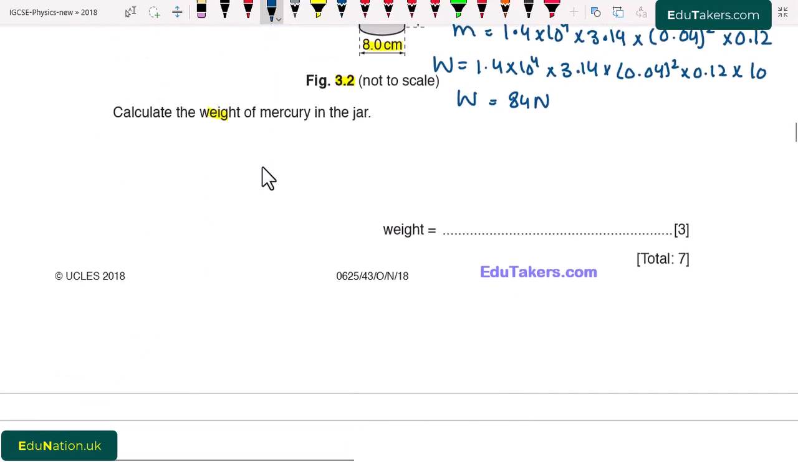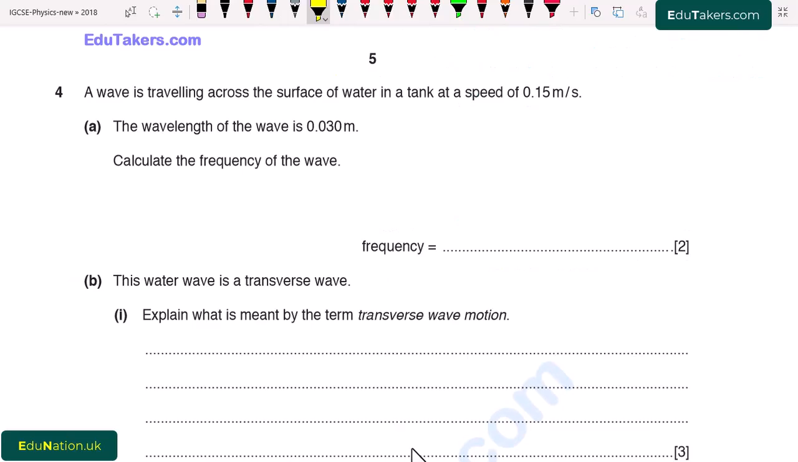So I write here weight is equal to 84 Newton. Question number 4. A wave is traveling across the surface of water in a tank at a speed of 0.15 meter per second. Part A. The wavelength of the wave is 0.030 meter. Calculate the frequency of the wave.